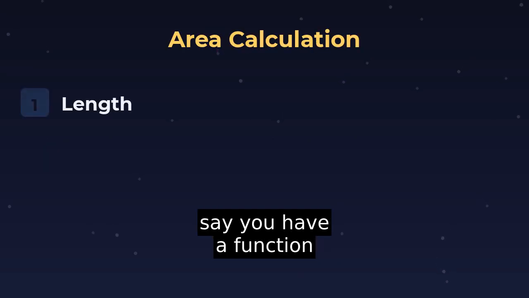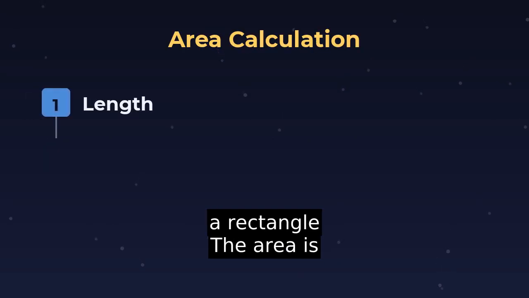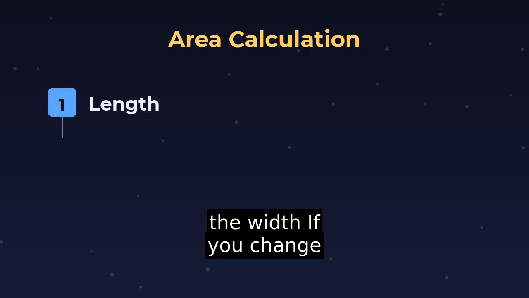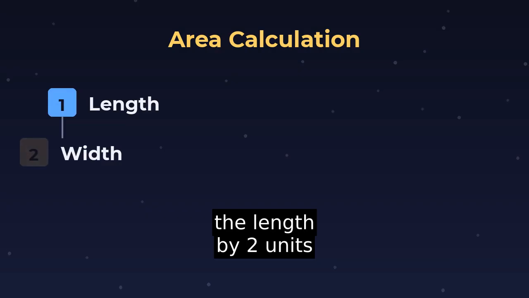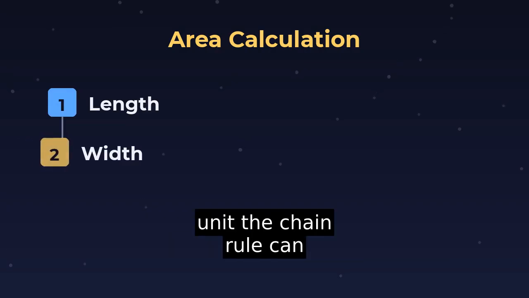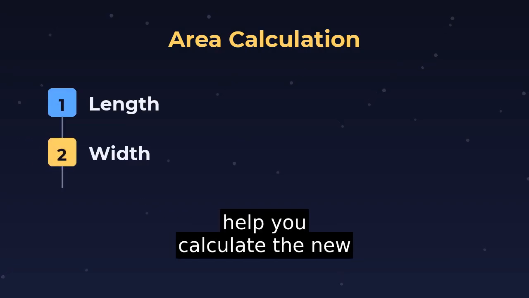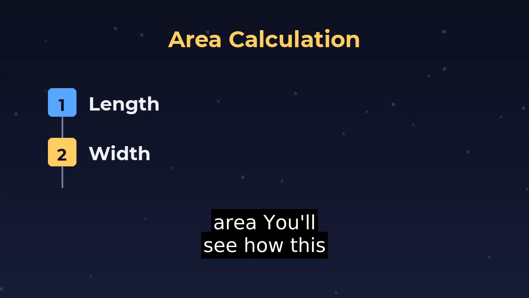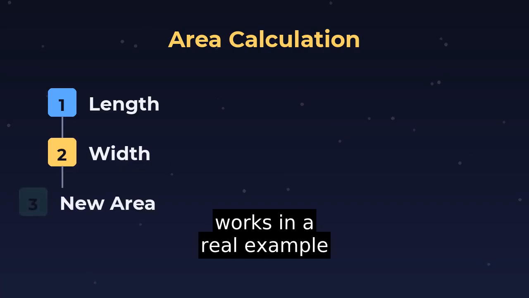Let's say you have a function that calculates the area of a rectangle. The area is equal to the length times the width. If you change the length by 2 units and the width by 1 unit, the chain rule can help you calculate the new area. You'll see how this works in a real example.